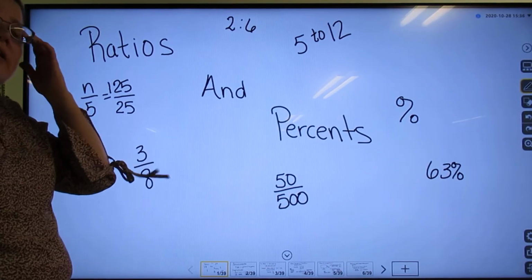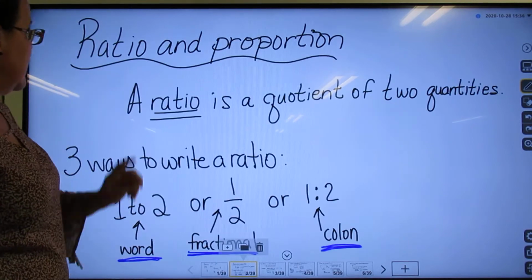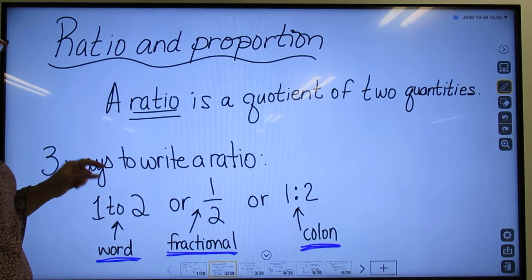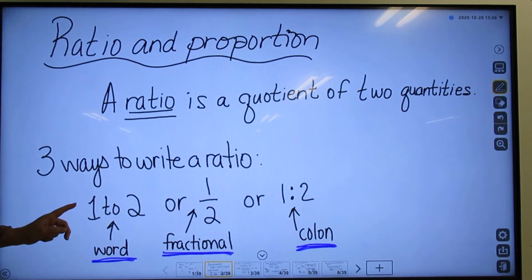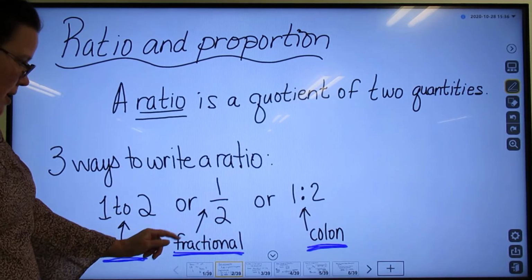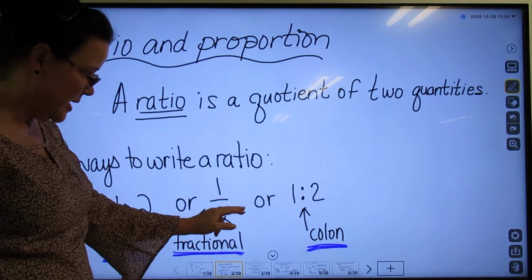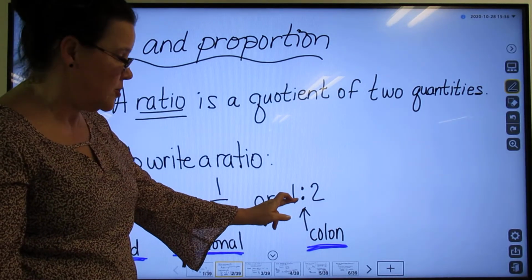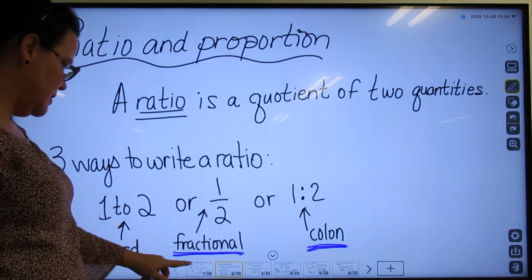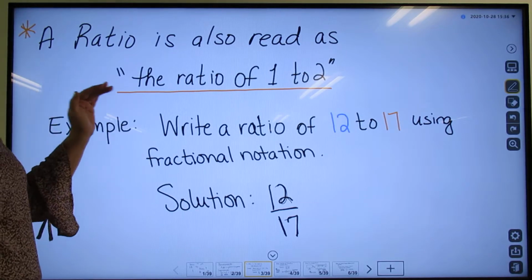Hello. So today we're going to be discussing ratios and percents. Ratios and proportions. A ratio is a quotient of two quantities. And three ways to write a ratio are 1 to 2 with words, 1 to 2, or 1 over 2 with a fractional division bar there, right? Or 1 with a colon 2. So three ways to write them, right? And a ratio is also read as the ratio of 1 to 2.